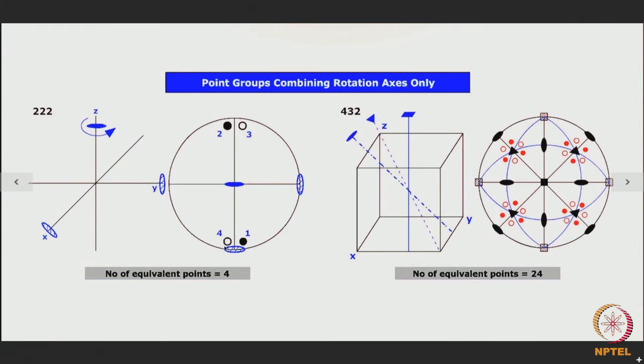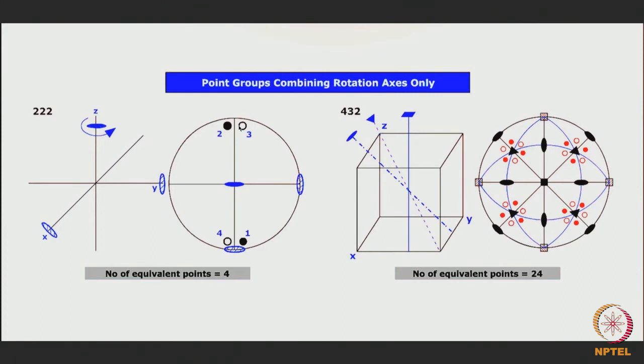Now, what about the action of this rotor? By the action of this rotor, nothing changes, the number of equivalent points does not change, because if it is a two-fold rotor, automatically 1 should produce 4, 2 should produce 3. So, the number of equivalent points in this point group is 4.